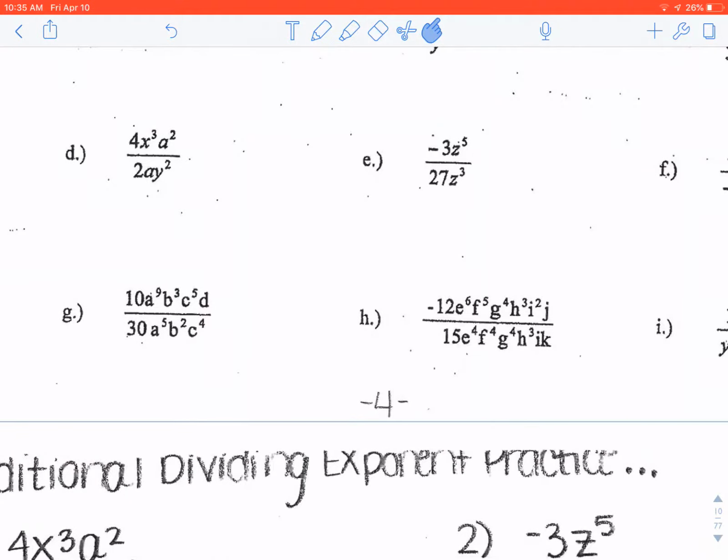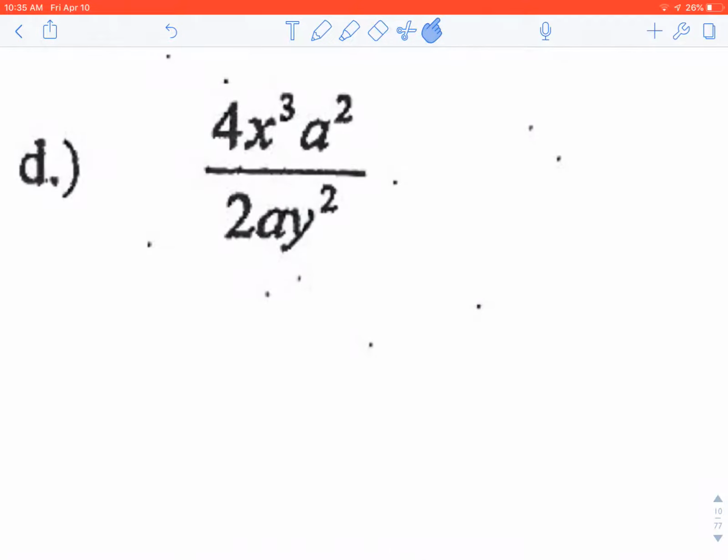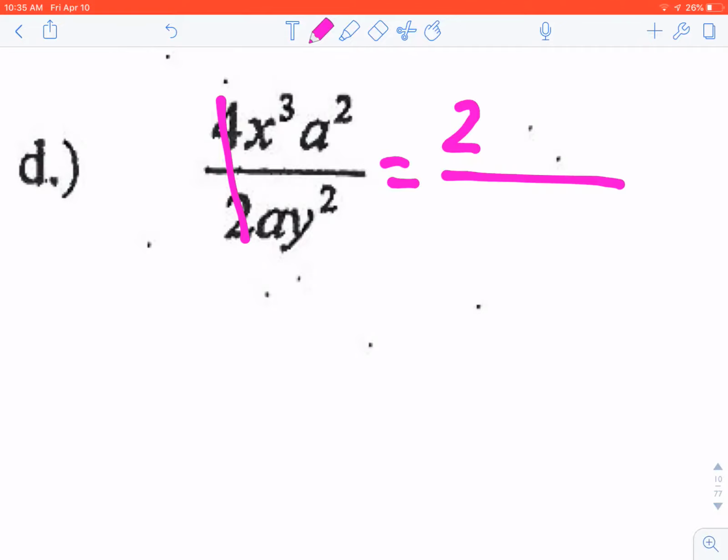Okay, letter D. Let's start with making our fraction bar. So we have 4 divided by 2. Again, the coefficients are different, so you're going to divide those. It goes on top because it's 2. So I'm going to cross those off. The x is by itself, so we are just rewriting the x to the 3rd.